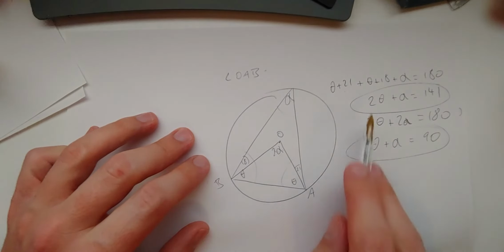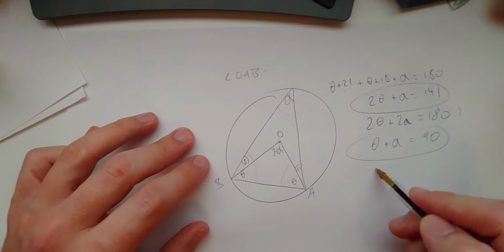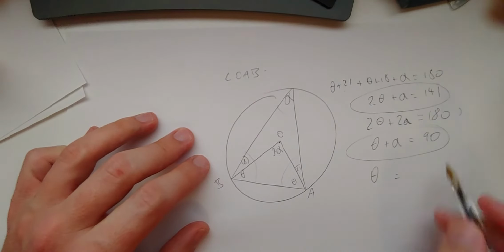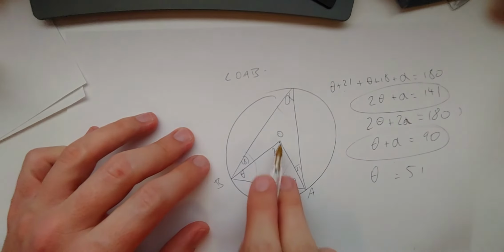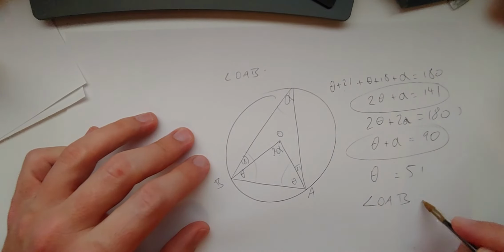Theta is this. So let's take away this equation from this equation, which then means 2 theta take theta is 1 theta. Alpha take alpha is gone. And 141 take 90 is 51. Now, theta is this angle, OAB. So angle OAB equals 51 degrees.